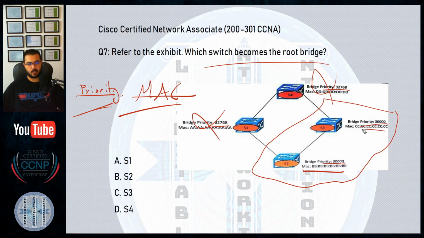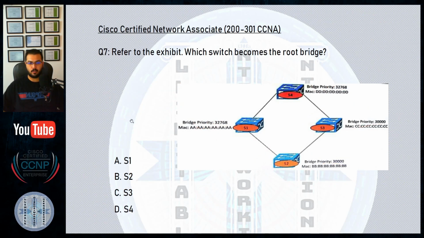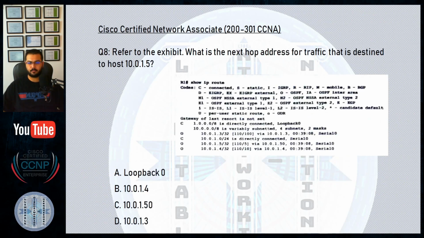B's are lower than C's. We know that because it's from 0 to 9, from A to F, where A equals 10 and F equals 15. So B comes before C, and B has a lower numerical value. So switch 2, this guy will be the root bridge when the election happens.